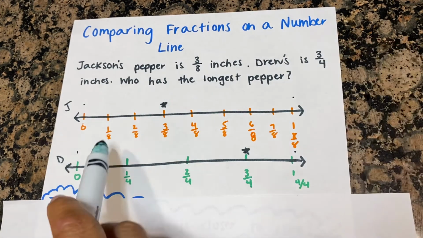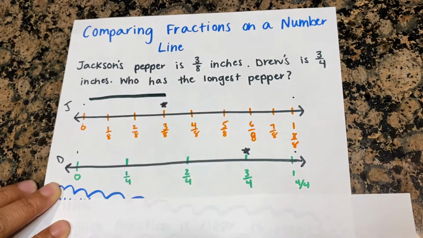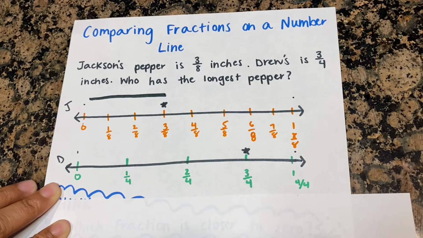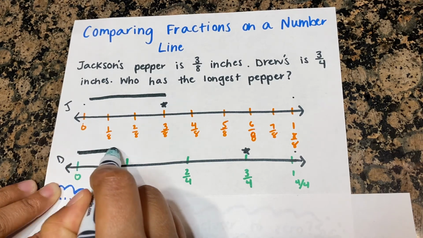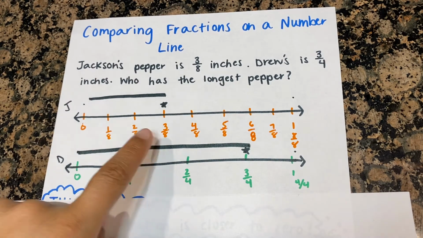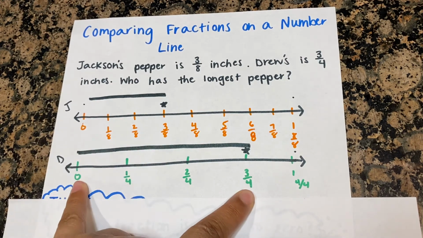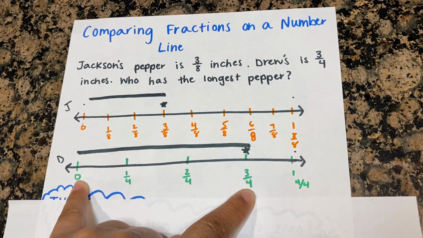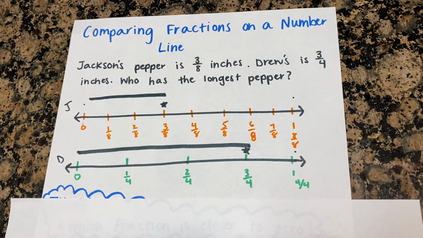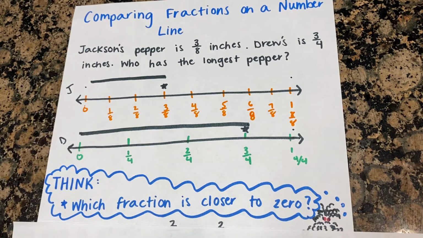So if we look at the distance from 0 to 3/8, right here, and then the distance from 0 to 3/4, we can see which one is longer. So that means that 3/8 is smaller because it's closer to 0, and that means 3/4 is longer because it is further from 0. So yes, you are right. When we compare fractions on a number line, we need to think about which fraction is closer to 0.